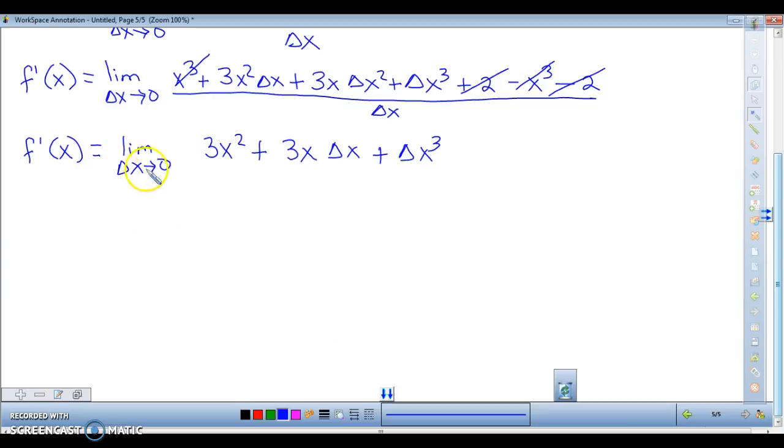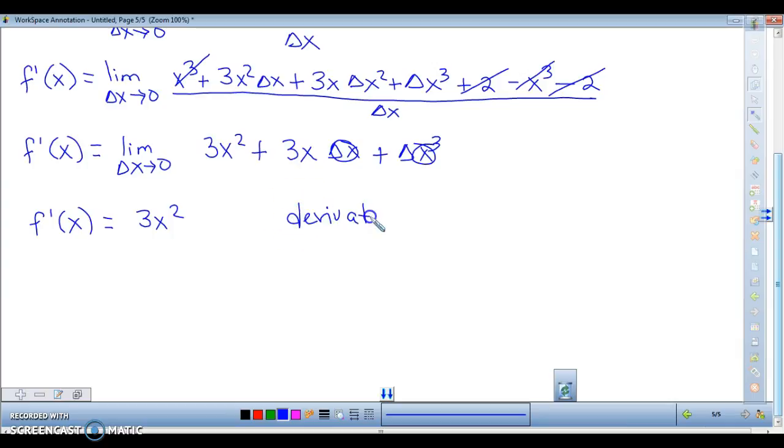Take that limit by direct substitution, putting 0 in the place of the delta x's right here. And I find out that my derivative is 3x squared. Later we're going to learn a little shortcut to figuring that out. Okay, so remember, your derivative is your slope.